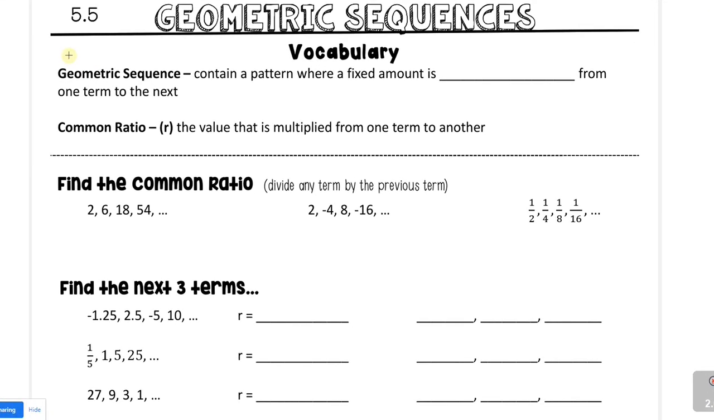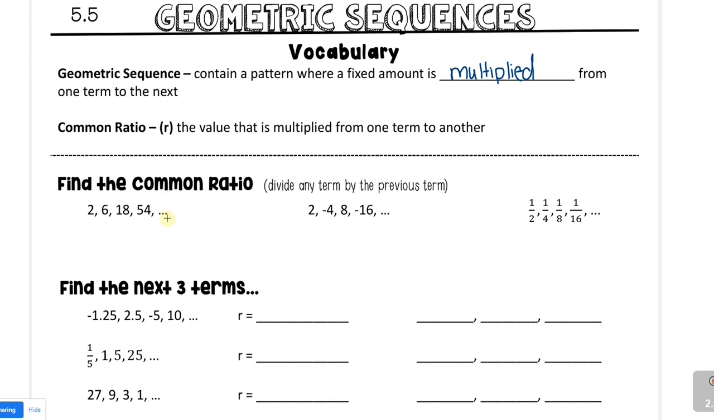Today we are going to be looking at geometric sequences. A geometric sequence contains a pattern where a fixed amount is multiplied from one term to the next term. This number that we are multiplying from one term to another, we call our common ratio, and we use the variable r. In the past, we looked at arithmetic sequences, where the amount going from number to number is added or subtracted, while geometric is being multiplied.